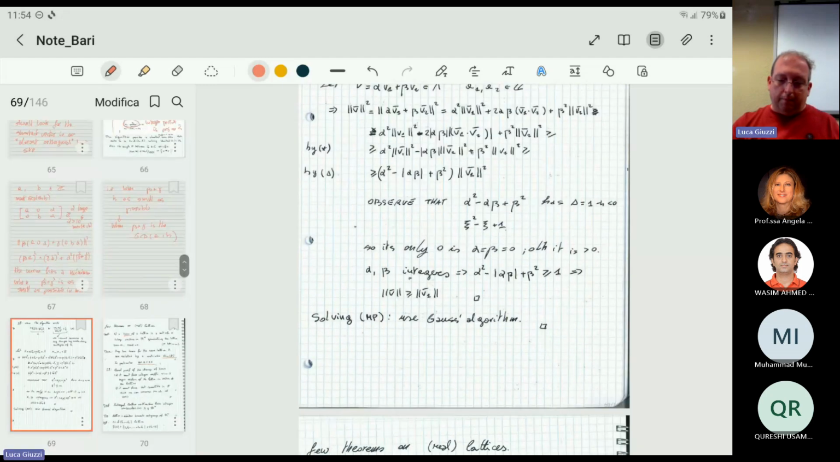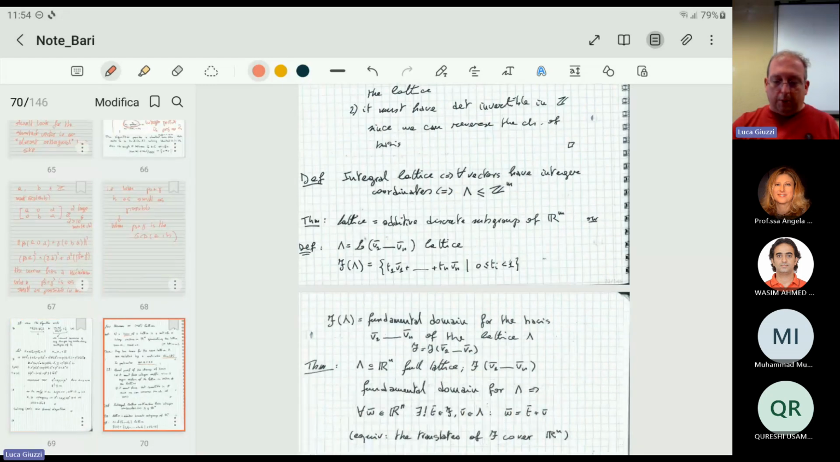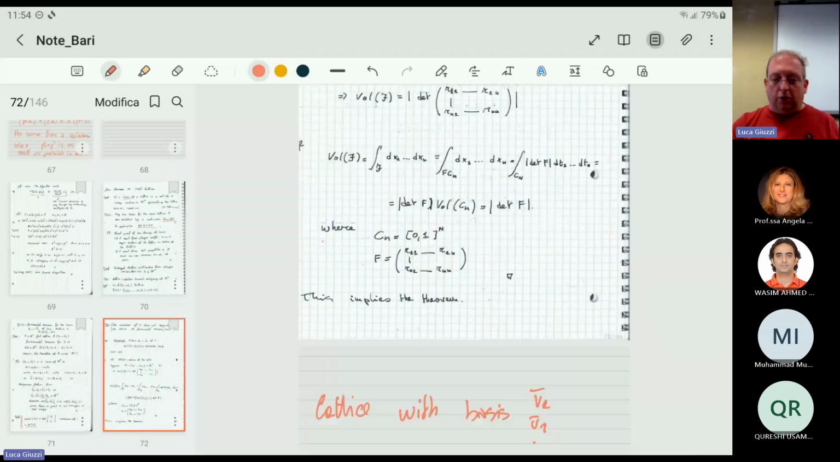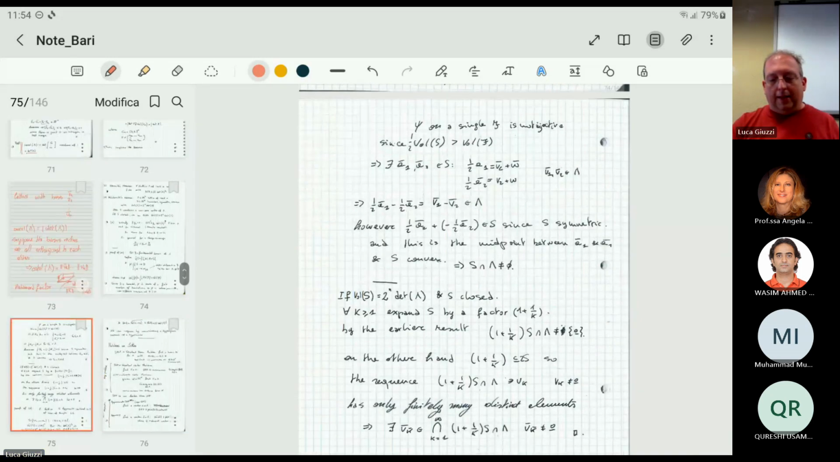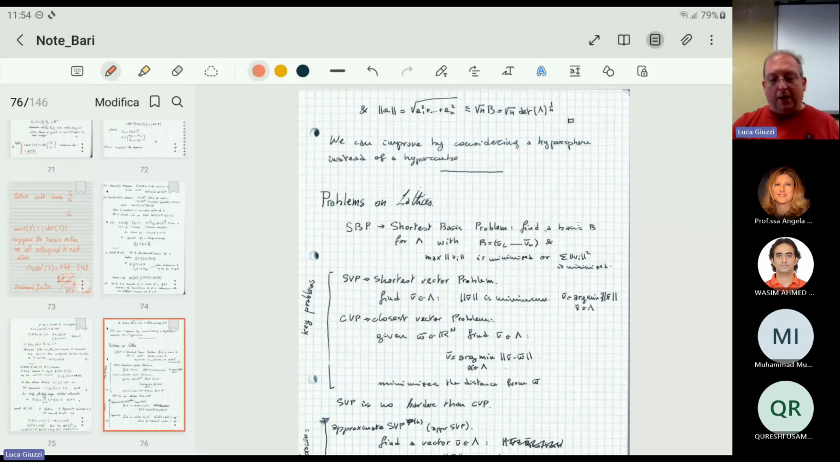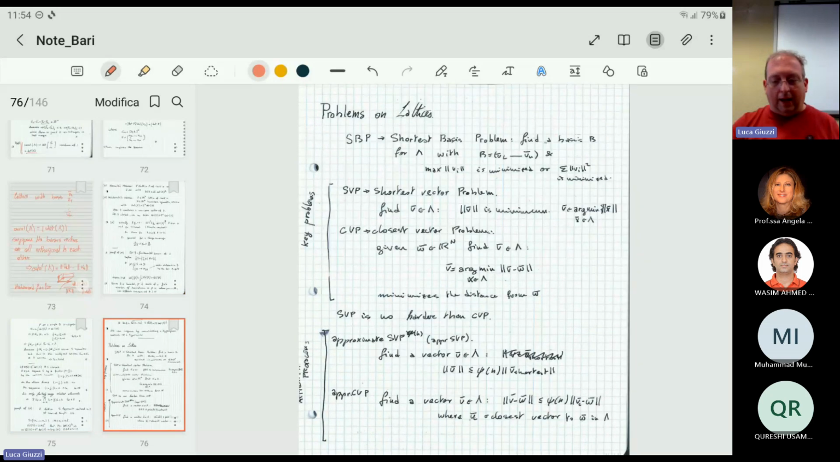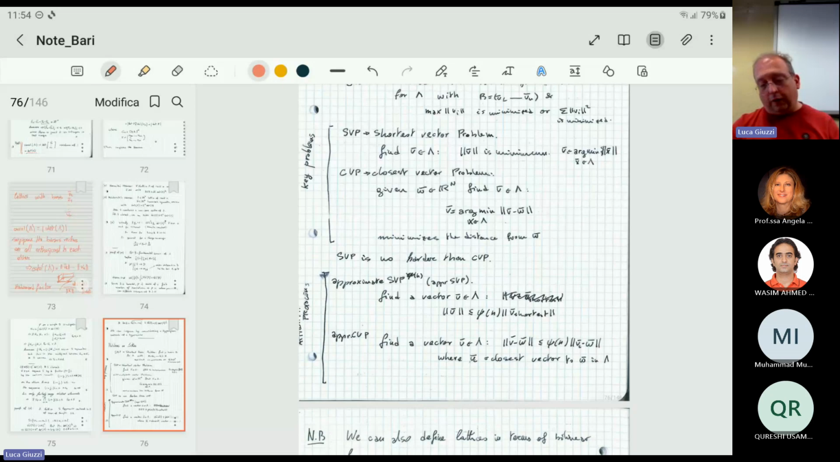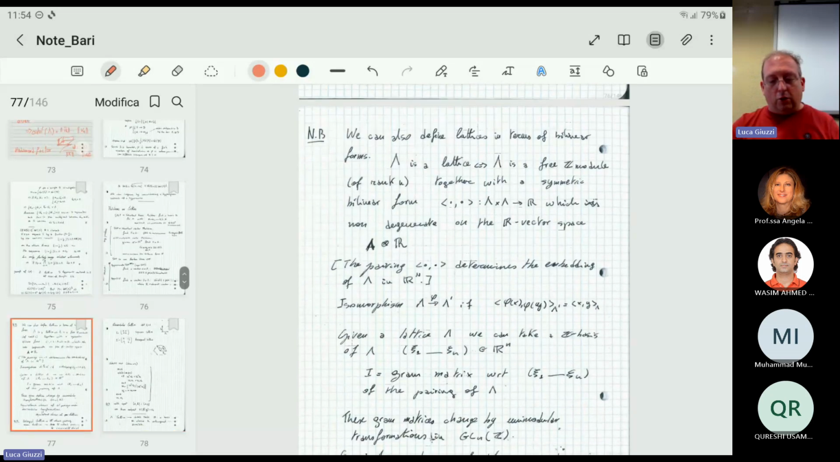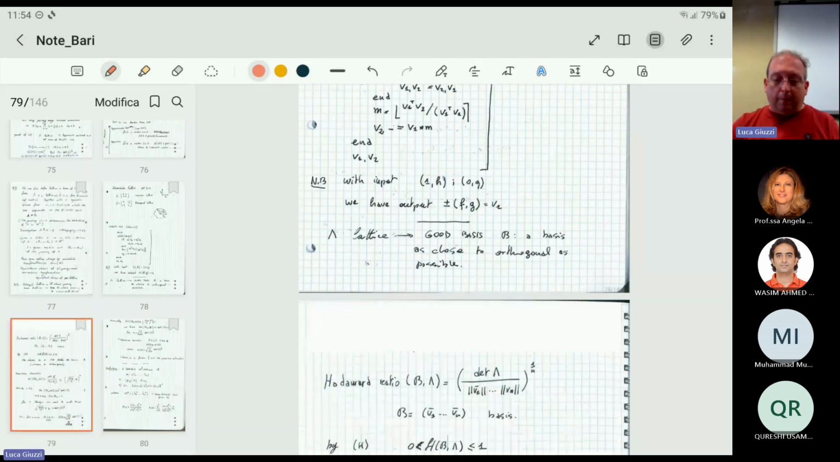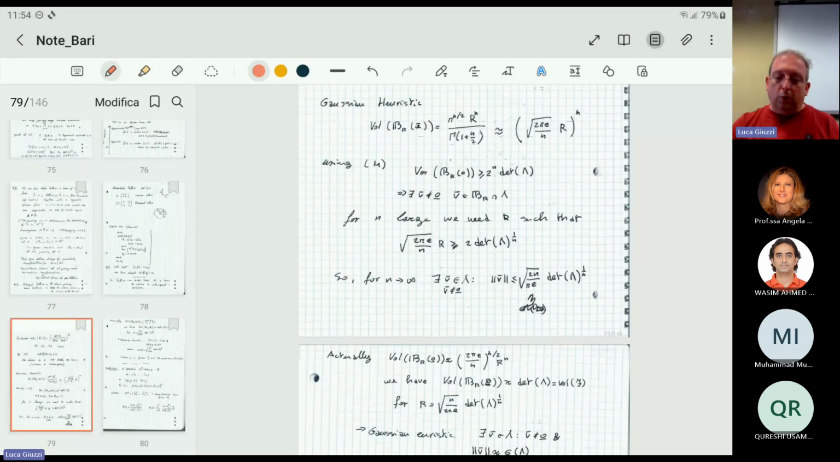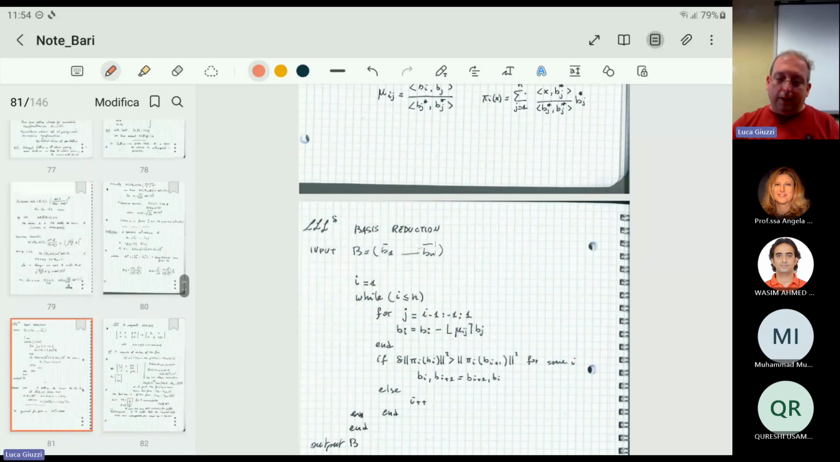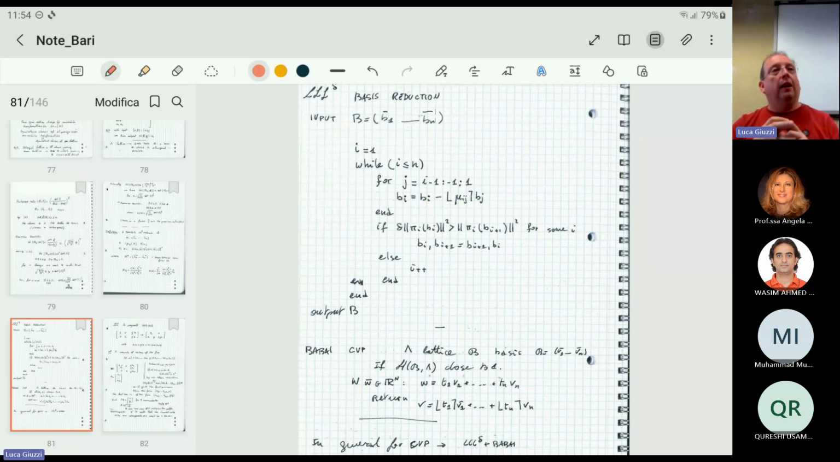So let me just go on and observe that I mentioned Gram-Schmidt as the analog, or a variant of Gram-Schmidt, for lattices of dimension 2. Nothing forbids you to do more or less the same if you are working with higher dimensions.